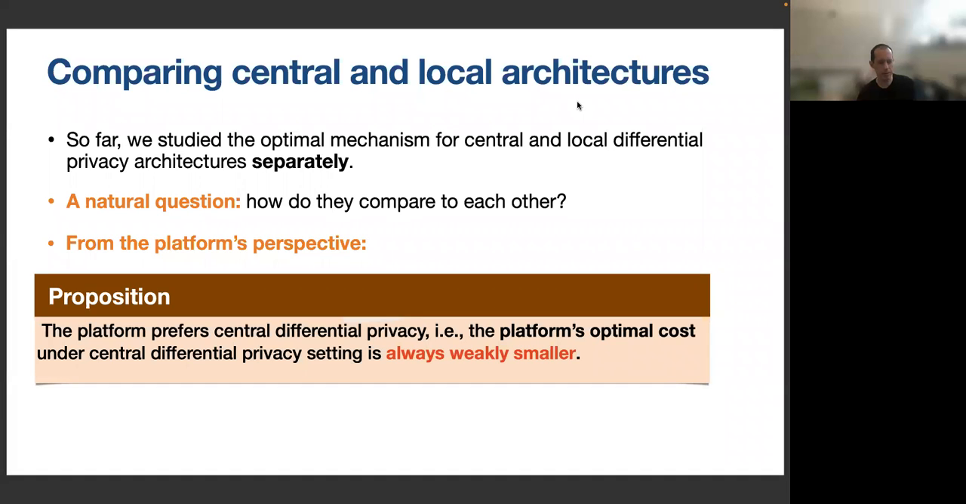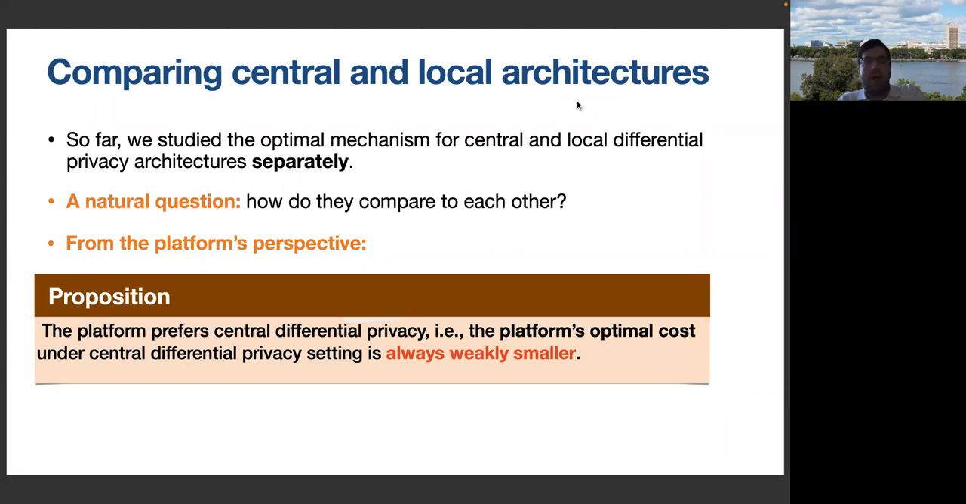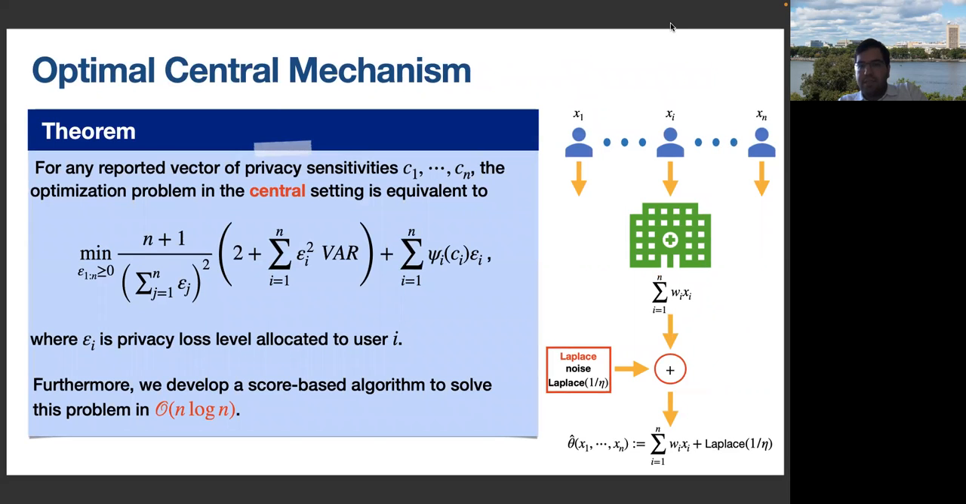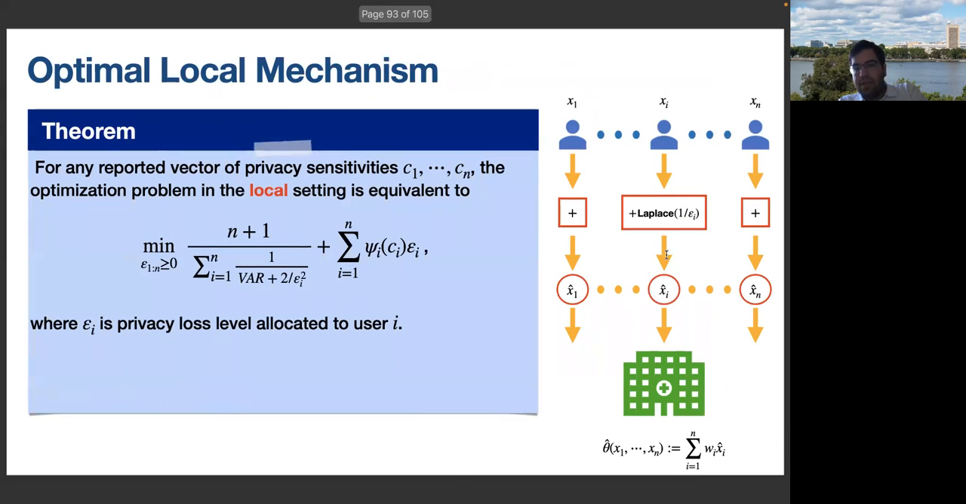I see. So the proposition holds, in both cases, for a subset of algorithms. Yeah, you're right. This is a kind of informal version. We focus on linear estimators and that particular architecture that I showed here: in the central case you take the sum and then add one Laplace noise, and in the local case each user adds a Laplace noise and then you sum. For this case, the proposition holds. In general, you're completely right, the local estimator is always central.